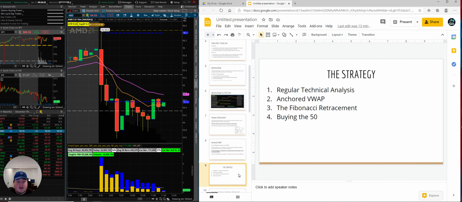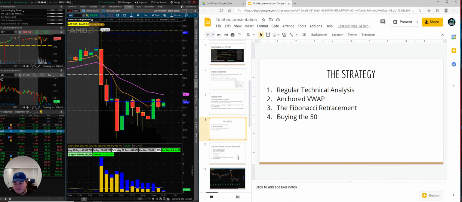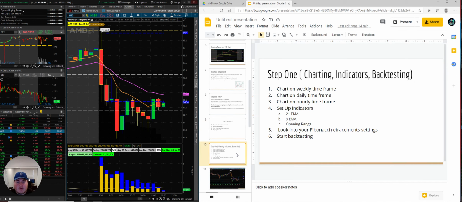So we're going to get down to the strategy. The strategy is the regular technical analysis, so that means charting: weekly, daily, 4-hour, and 20-day 1 hour. Then we're going to incorporate the anchored VWAP, the Fibonacci retracements, and buying the 50. When I say the 50, I mean the 50% retracement. So step 1: charting, indicators, and back testing.